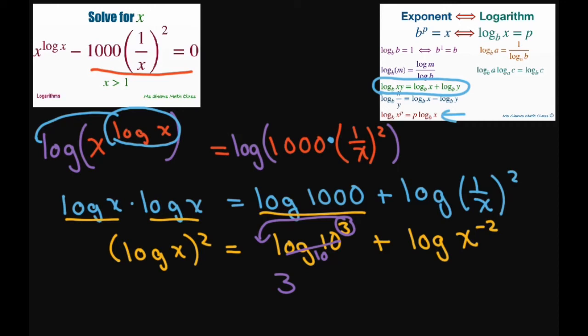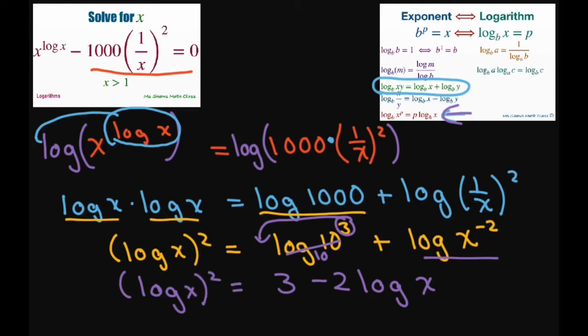So you have 3 here, because using your power property again here. Also using the power property here, you get negative 2 times log of x. And again, on our left-hand side, we still have this.